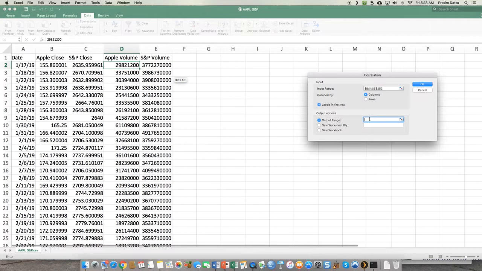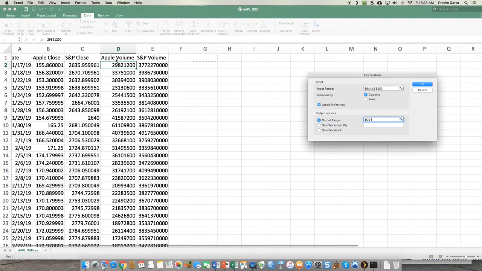The next question is, where do you want the results to be shown? So we'll say the output range, let's say we want it on G1. So click on that and click on G1. Quick overview: the input range starts at B1, covering Apple close price, S&P close price, Apple volume, and S&P volume, and we cover all the cells that have values in them. For the output range, make sure the labels are in the first row, and then click OK.